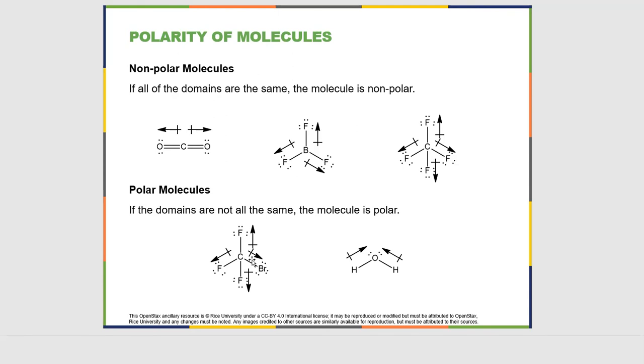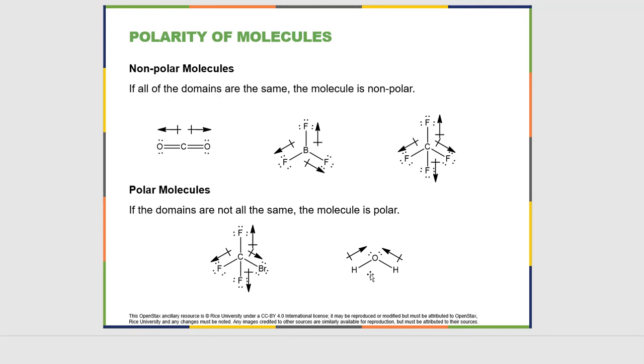I don't know if that's a technically correct way to do it, but I'm just trying to illustrate a point. So when we look here, we notice that we have three fluorines and a bromine. Not all the domains are the same. This is a polar molecule. What about in this case?